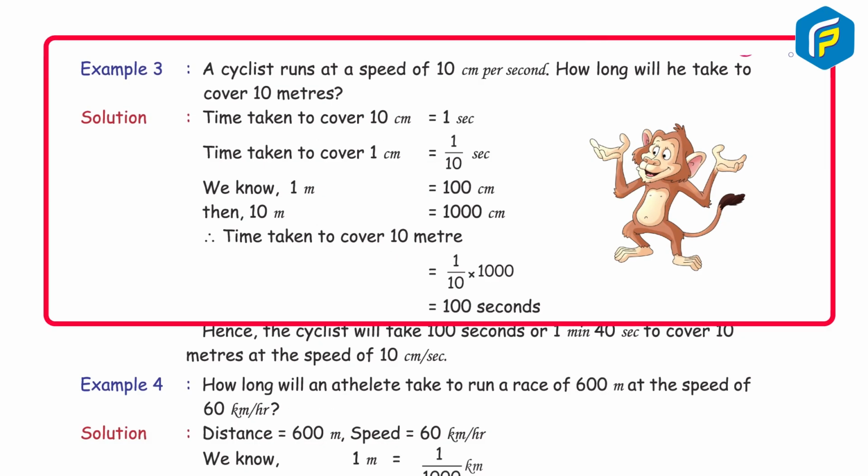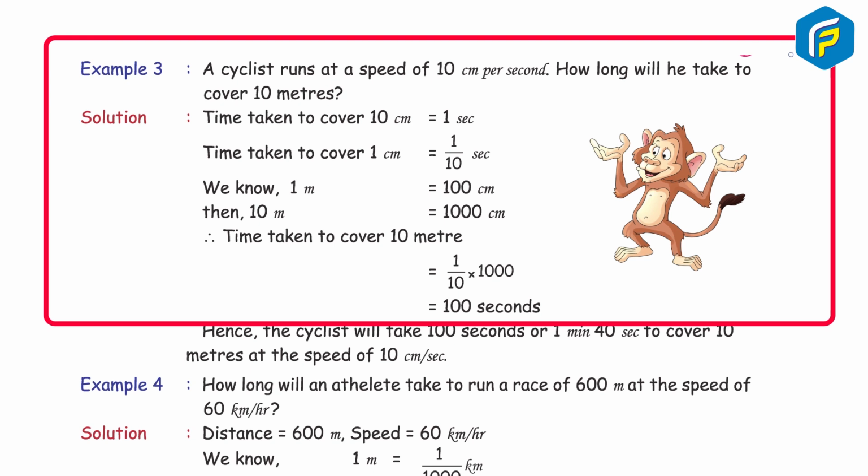Example 3. A cyclist runs at a speed of 10 cm per second. How long will he take to cover 10 meters? Solution. Time taken to cover 10 cm is equal to 1 second. Time taken to cover 1 cm is equal to 1 upon 10 second. We know 1 meter is equal to 100 cm.